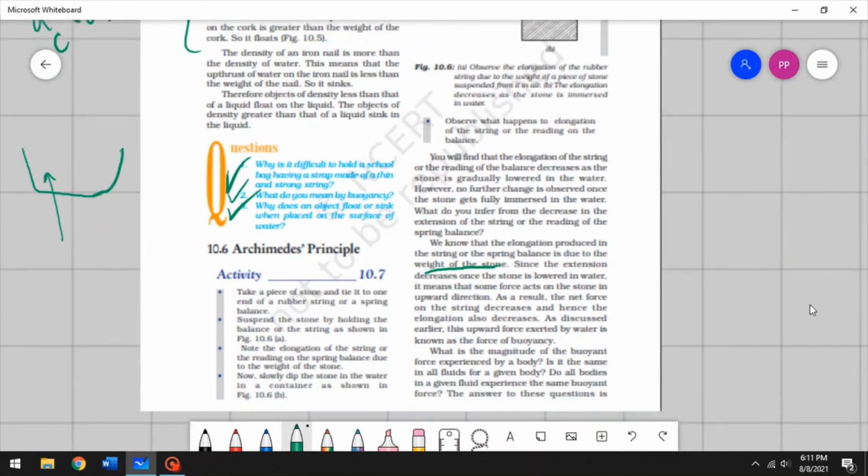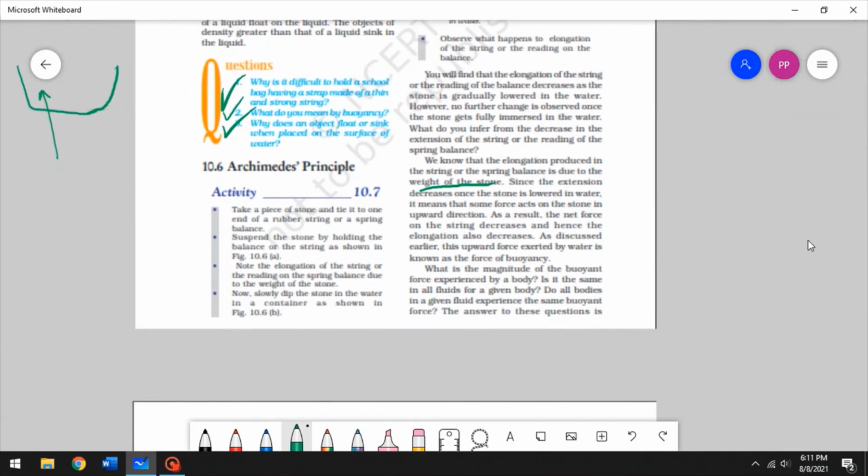Alright, so since the extension decreases once the stone is lowered completely in water, it means that some force acts on the stone in the upward direction. What is that? It is buoyancy. As a result of that force, the net force on the string decreases and elongation also decreases.